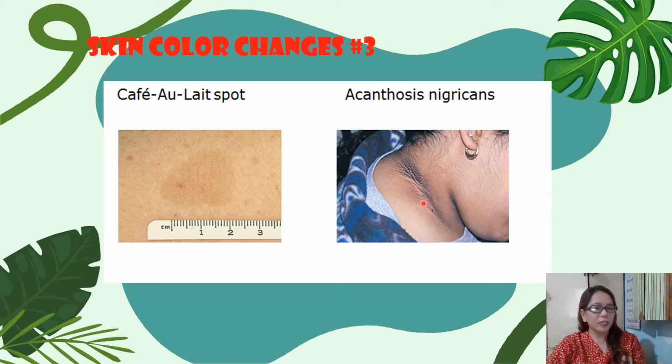So another is the acanthosis nigricans. This is the velvety discoloration in body folds and creases such as the armpits, the groin, and the neck. This is associated with obesity and those patients with diabetes. Sometimes nakikita rito sa mga buntis, lalo na kapag tumataba na yung buntis on the 3rd trimester.